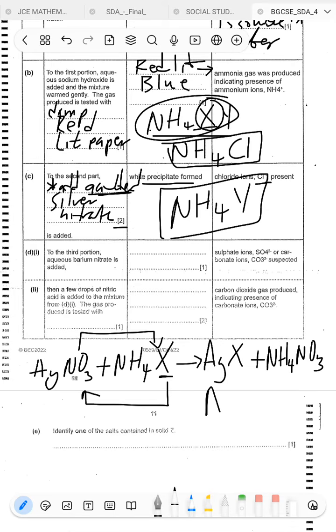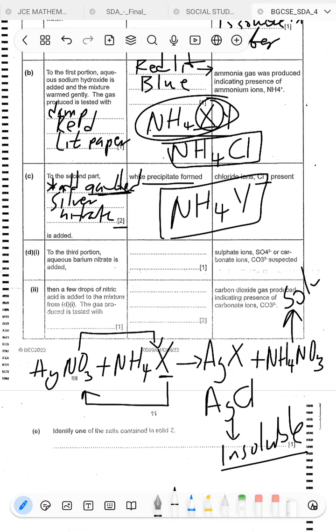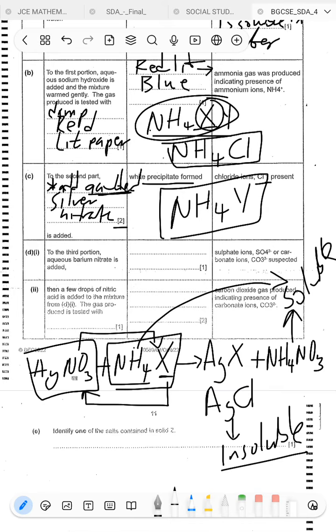Okay, we know that silver chloride is insoluble, hence we are getting this white precipitate. And then remember, all ammonium salts are soluble. Okay, so I'm throwing in a little bit of solubility rules as we go through this paper. Now, I just said all ammonium salts are soluble. That means this one is going to be soluble. All nitrate salts are soluble, so silver nitrate is going to be soluble as well. Okay.